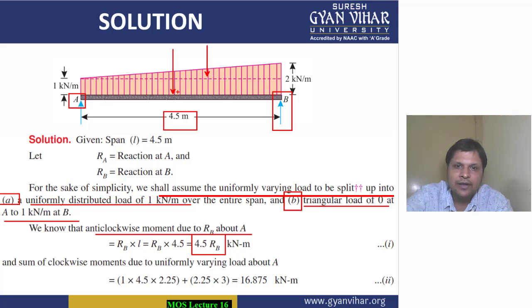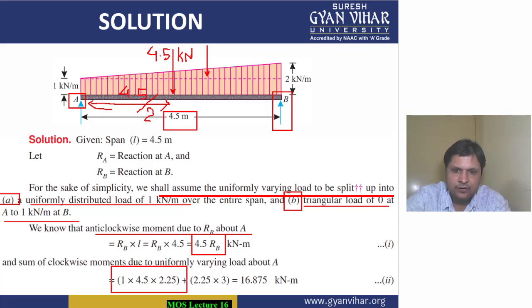So what is the UDL value? 1 kilonewton per meter, and over how much length is it acting? 4.5. So 1 kilonewton per meter into 4.5 will give you 4.5 kilonewton. And where is it acting? At the center, meaning 4.5 divided by 2 will give you the distance from point A. So this is the first term, 1 into 4.5 into 4.5 divided by 2, that is 2.25.